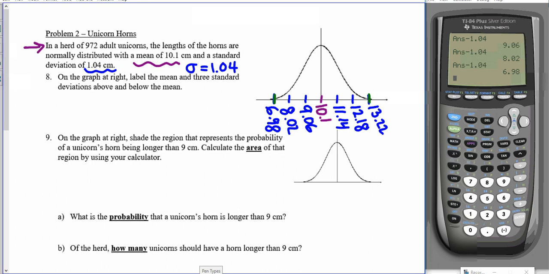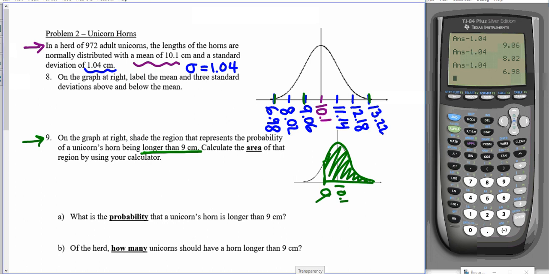All right, so I've done the graph. Now it says on the graph at the right, shade the region that represents the probability of a unicorn's horn being longer than 9 centimeters. So let's look at where I am here. My mean was in the middle here at 10.1. 9 centimeters would be somewhere around here if I'm looking at my scale that I had up on the top graph. So if I'm going to be longer, that means everything over here to the right. Again, I want to think about what this should be. This is a large area, maybe like a 0.9 or a 0.8, something close to 1. It should definitely be less than 1.